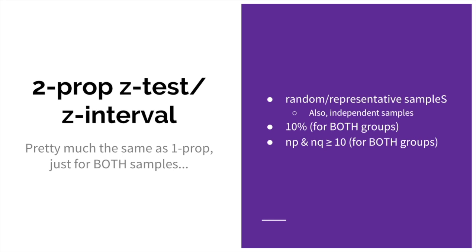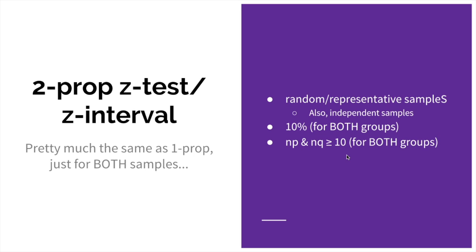For a two-prop z-interval or z-test, it's pretty much the same, but we want to check those for both groups. So first we want two random and representative samples of their respective populations. We also want to know that our two samples are independent of each other. We check 10% for both groups, and we check our successes and failures, np and nq greater than 10, for both groups.